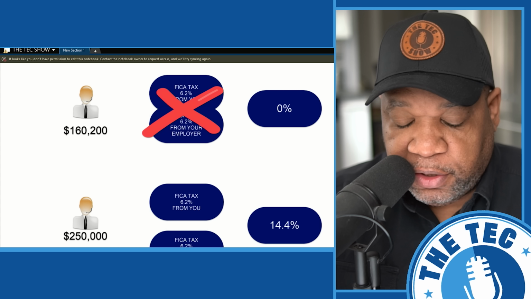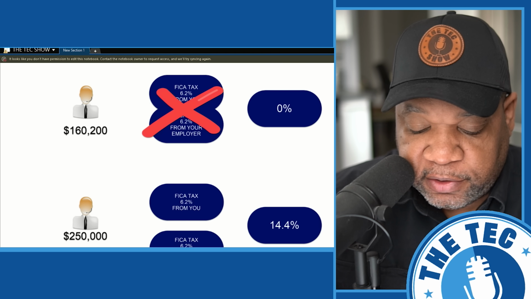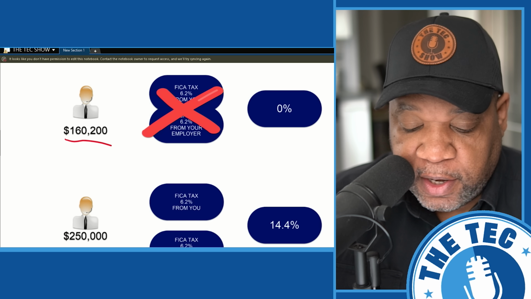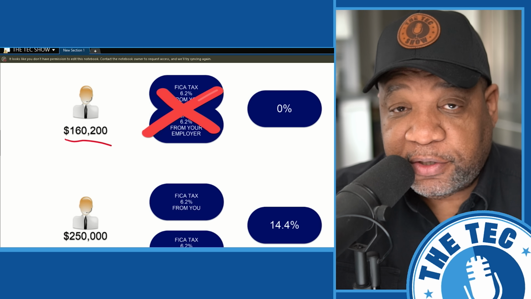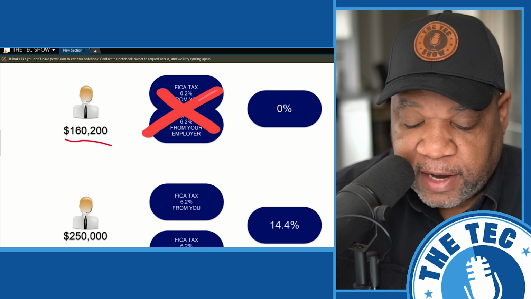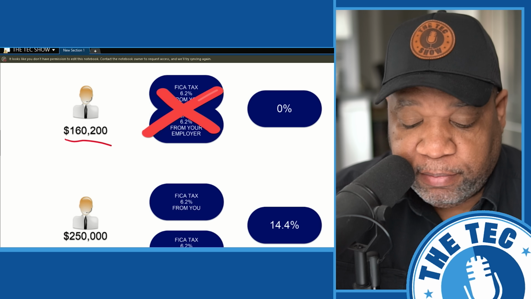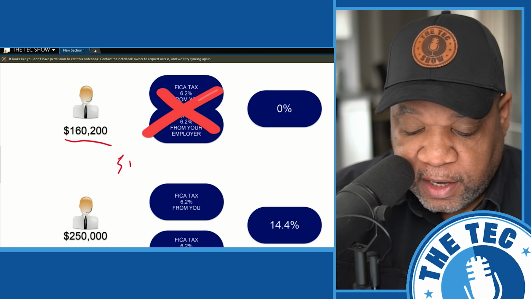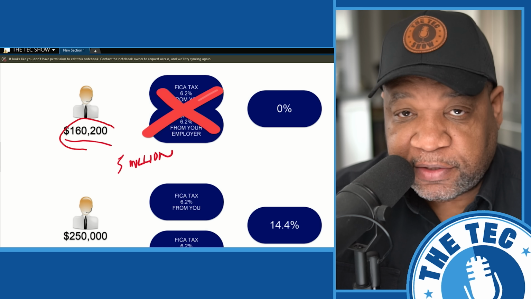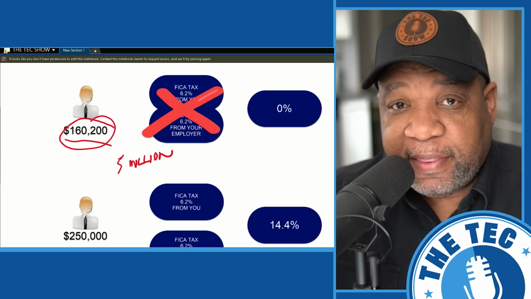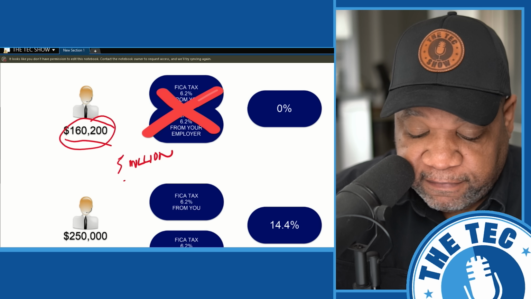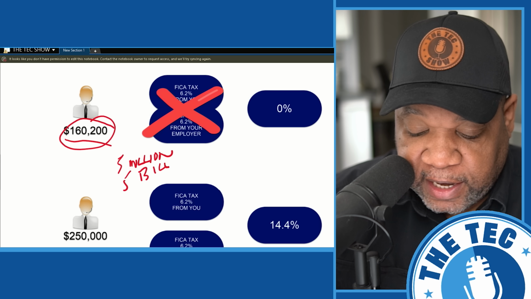What we are currently looking at is that anything over $160,200, you're no longer paying into the payroll tax. That means the FICA tax is being collected on the first $160,200, but anything over that, you're not paying anymore. So let's say you made $5 million. You're only paying into the FICA tax on the $160,200, and that's all. Anything over that, you can make $5 million, you can make $5 billion, you're still not paying any more.